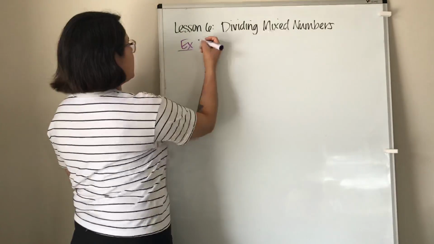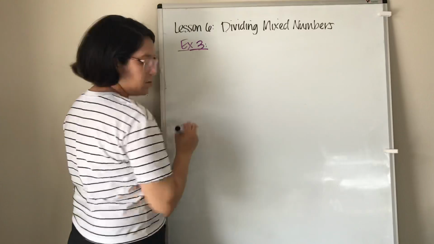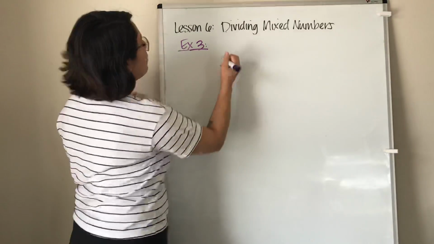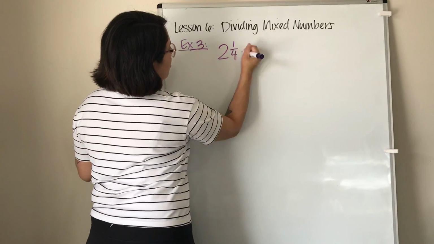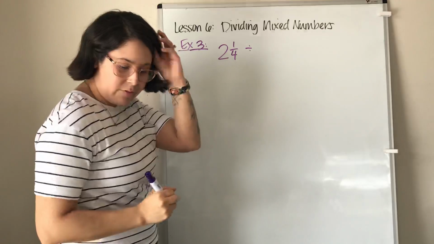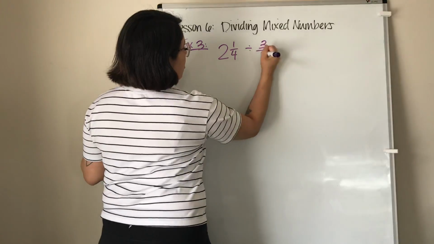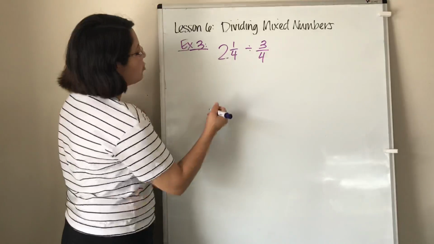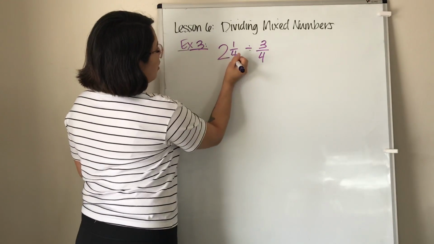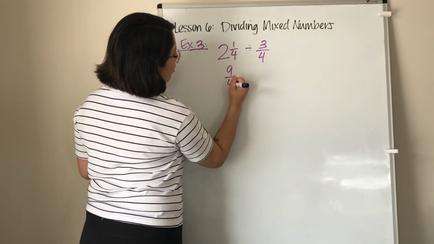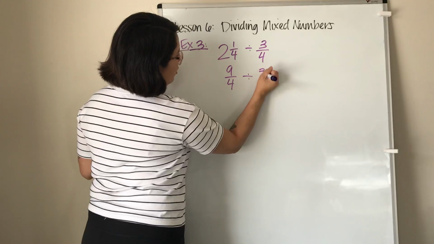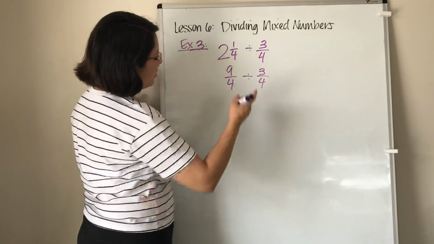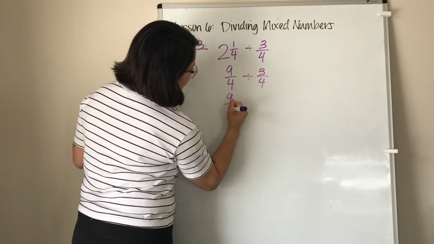Okay, we're on example number 3. 2 1/4 divided by 3/4. Okay. Here's my mixed number. I'm going to change it to an improper fraction. 9 over 4 divided by 3 over 4. Keep that the same. Next step, multiply by the reciprocal.